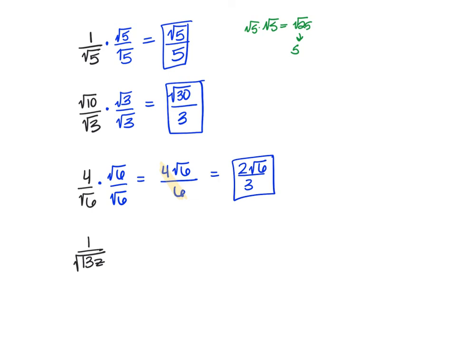Your last example, we're going to multiply by root 13z over root 13z. This is going to give me root 13z over 13z. This would be your final answer.